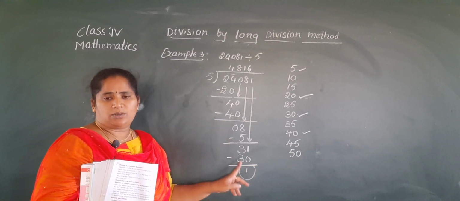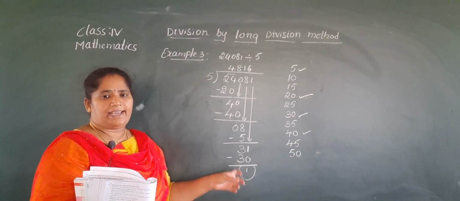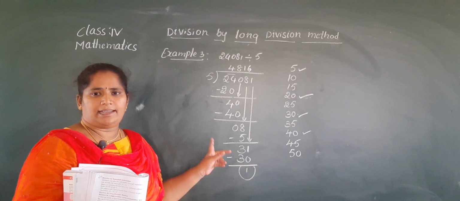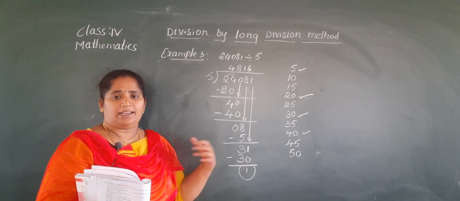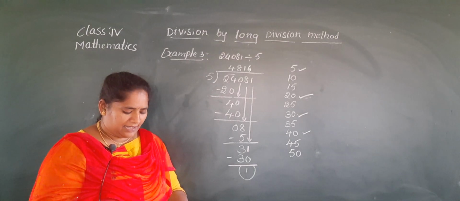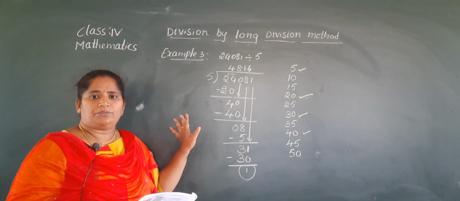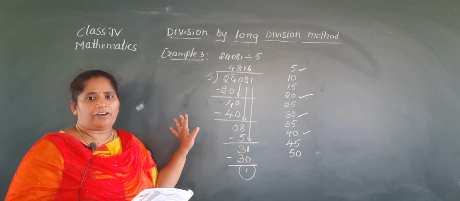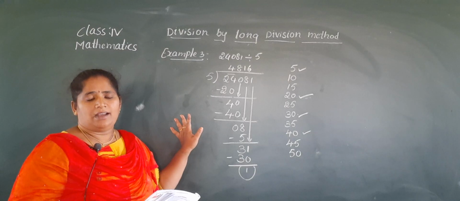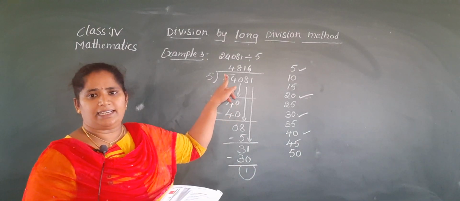Here 1 is there, so 1 is less than 5. That means the remainder is always smaller than the divisor. Is it clear to you children? So what are the important points we have to remember in our mind? If two numbers you take at a time, don't forget to keep 0 in the quotient place. That is one important point. And the remainder is always smaller than the divisor.